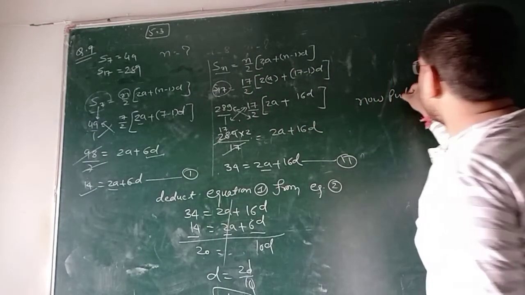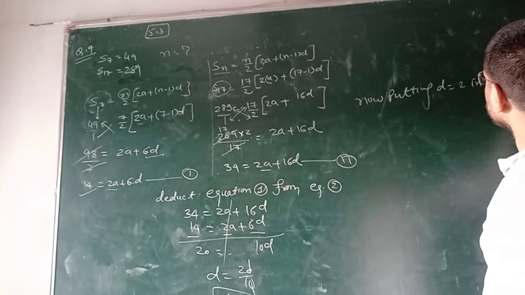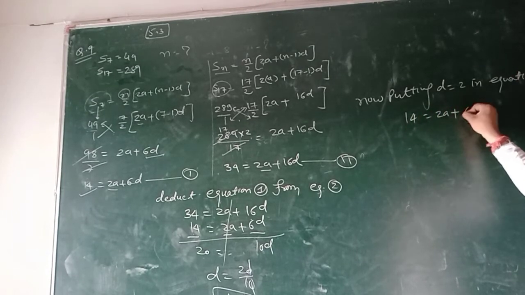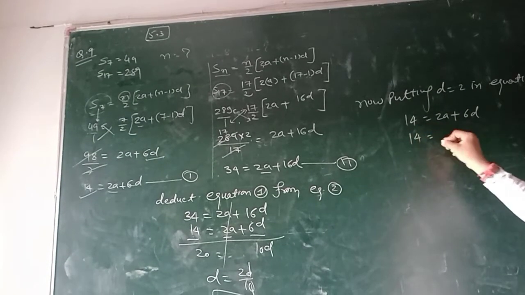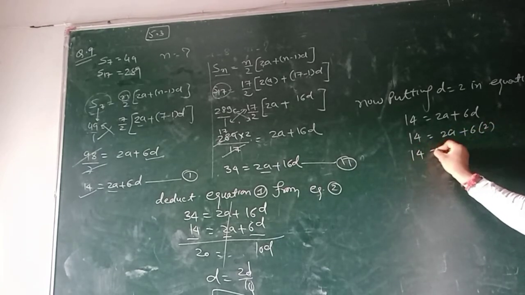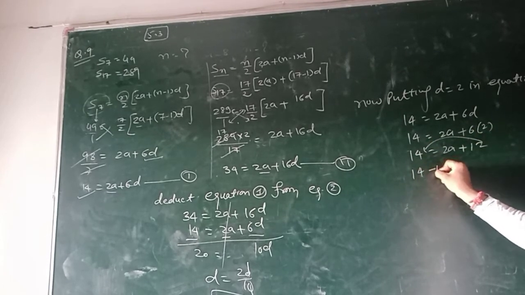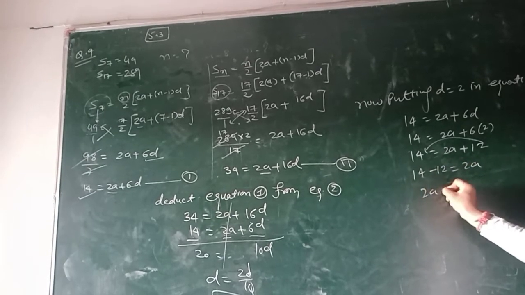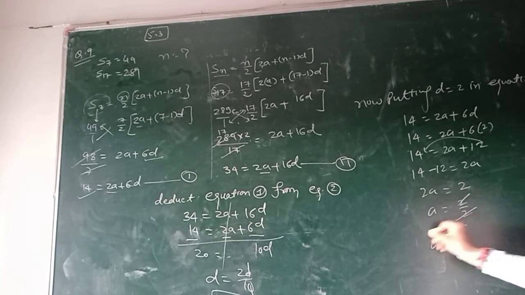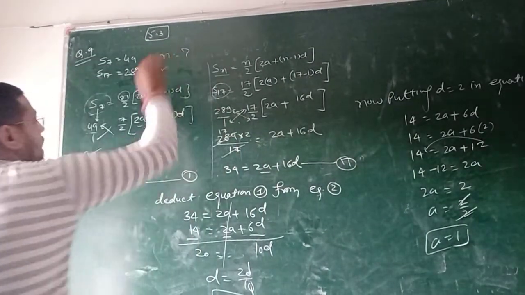Now putting d is equal to 2 in equation 1. Your equation 1 is 14 is equal to 2a plus 6d. So 14 is equal to 2a, a is not there, but 6d, d is there, that is 2. 2a plus 6 2s are 12. Transfer this to the other side. Minus 12 is equal to 2a. So 2a is equal to 14 minus 12. So 2a is equal to 2, a is equal to 2 by 2. It will be 1. So you got a, but still they have demanded n, not given.